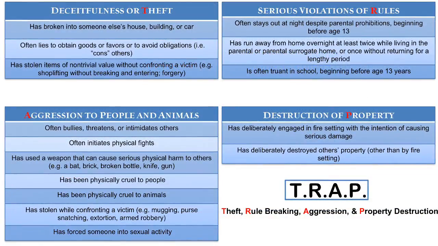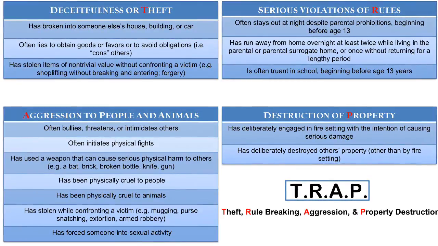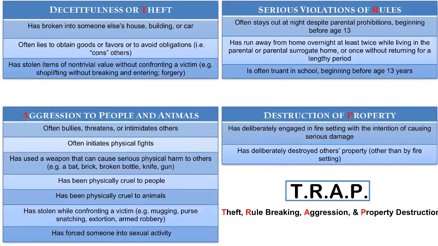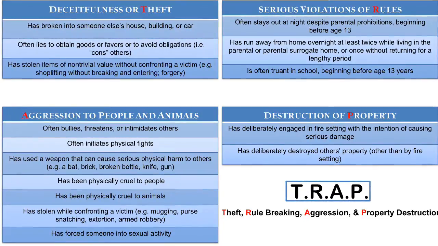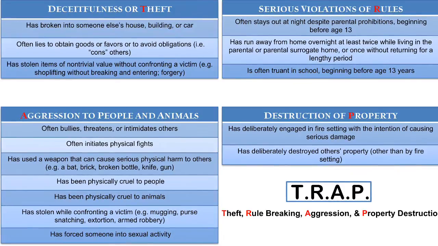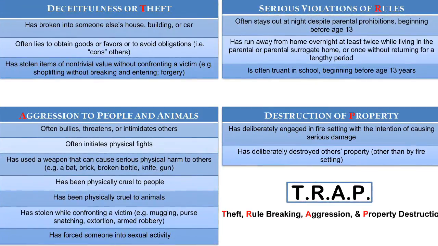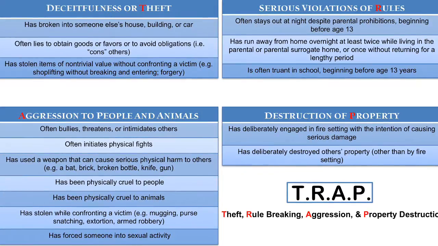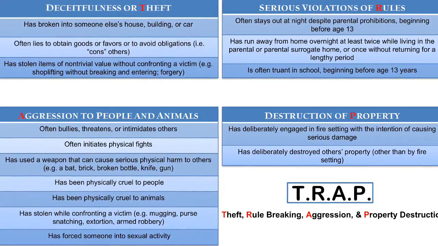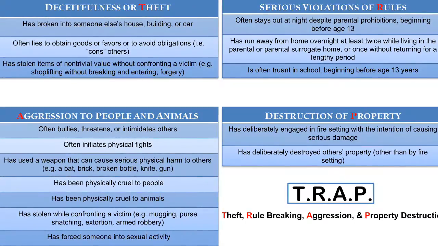Here's a list of the 15 possible criteria for a conduct disorder. You'll notice that there are 4 main categories of the criteria, and a good mnemonic that you could use to remember the 4 categories is TRAP, T-R-A-P, and the T stands for theft, then rule breaking, A for aggression, and P for property destruction. You may want to pause the video so you could review the criteria on your own.